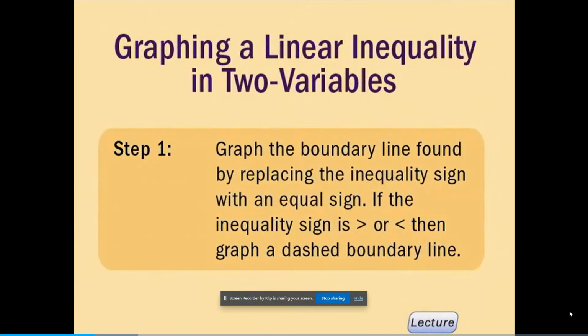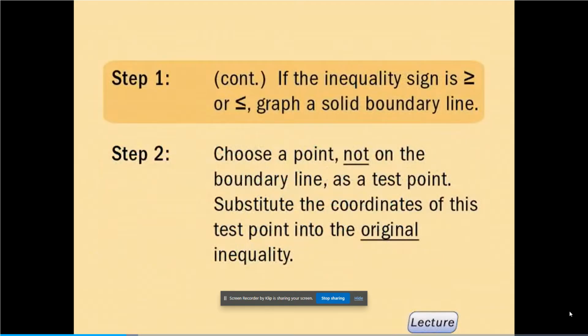Step 1, graph the boundary line found by replacing the inequality sign with an equal sign. If the inequality sign is greater than or less than, graph a dashed boundary line, and that is indicating that the points on the line are not solutions of the inequality. If the inequality sign is greater than or equal to, or is less than or equal to, graph a solid boundary line, and that's indicating that the points on the line are solutions of the inequality.